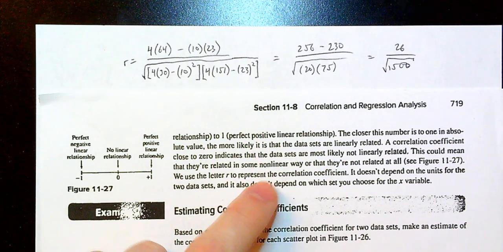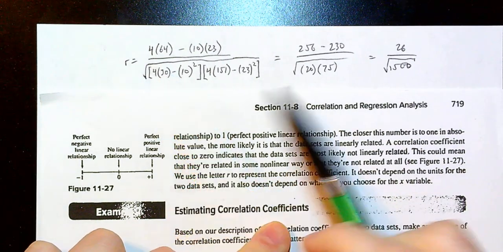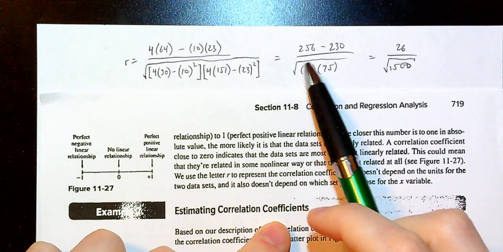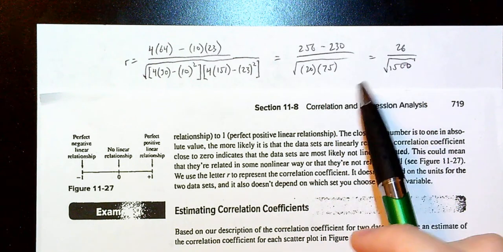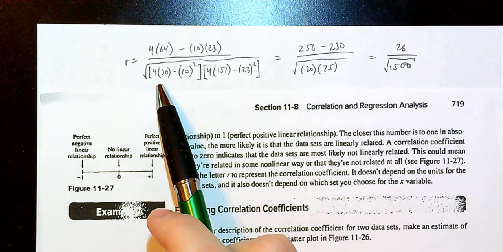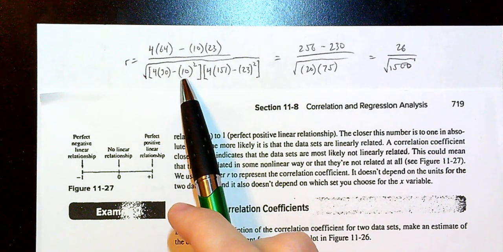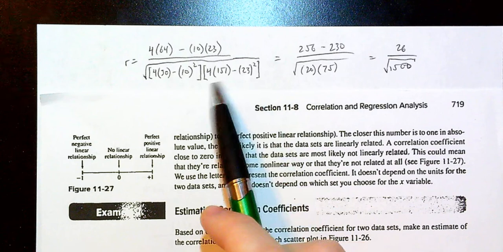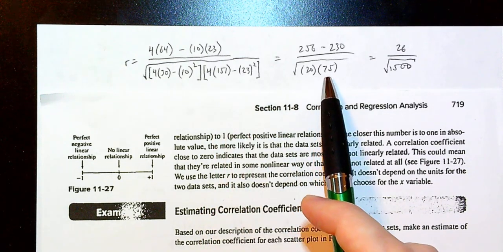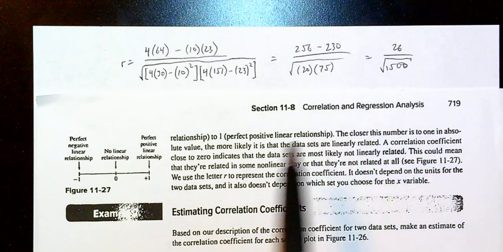When you multiply these things out and at least make it a little bit nicer, 4 times 64 is 256, 10 times 23 is 230. That's going to leave you, when you take the difference, 26 on the top. 4 times 30 is 120, 10 squared is 100, 120 minus 100 is 20. And then this calculation right here, I'll let you verify on your own that you get 75. So you have 20 times 75, which is 1500. So we have the square root of 1500 on the bottom there.